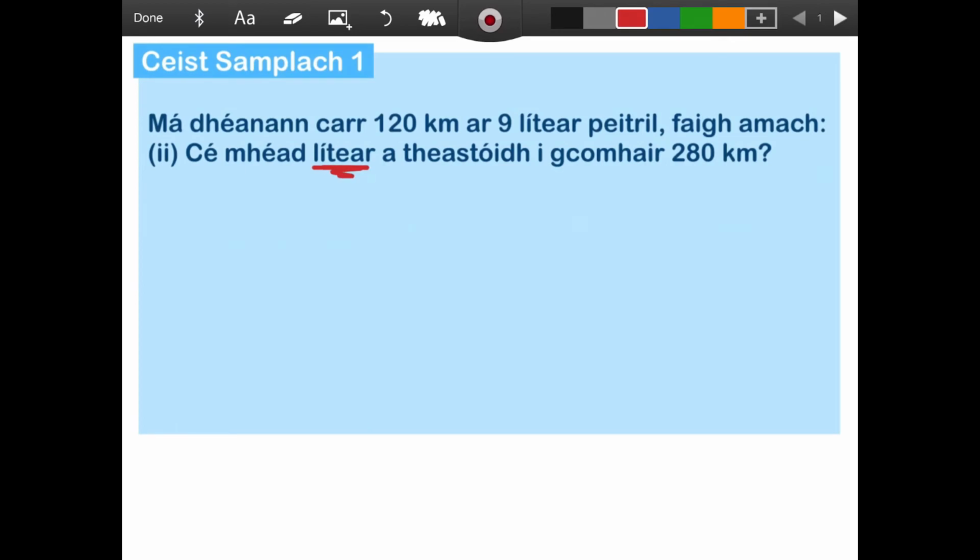In the second part of the question, we're looking for litres. So again, I'm going to rewrite the information in the question so that the thing we're looking for, litres, is at the end of the sentence.